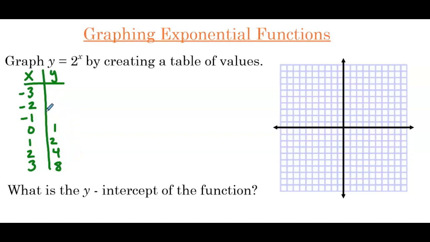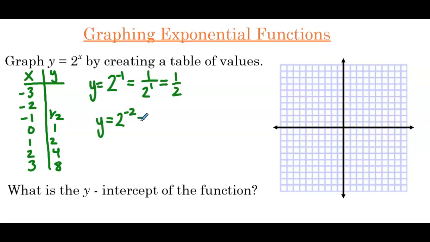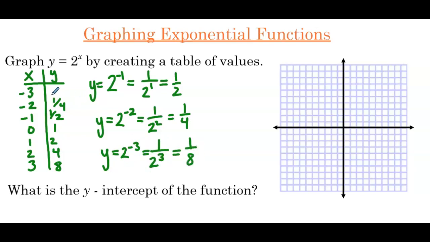Now what about those negative inputs? Let's actually plug those in. So y equals 2 to the negative first. If we remember our properties of exponents, negative exponents reciprocate. So that becomes 1 over 2 to the positive first power, which is 1/2. And then we can plug -2 in, so y equals 2 to the negative second power. That becomes 1 over 2 squared, which is 1/4. And y equals 2 to the negative third power becomes 1 over 2 cubed, which is 1/8.